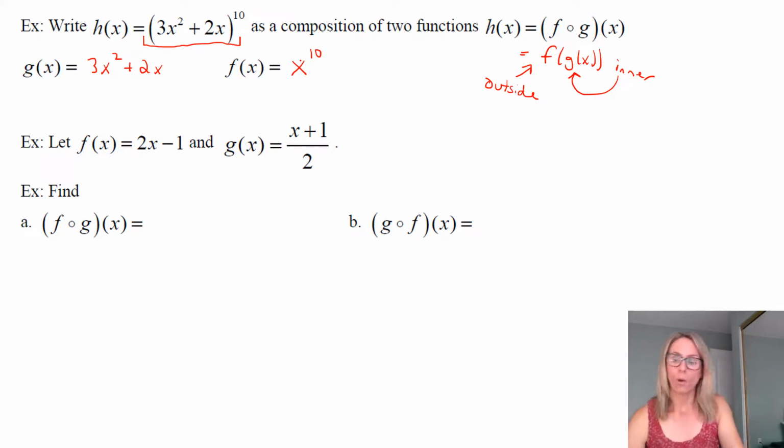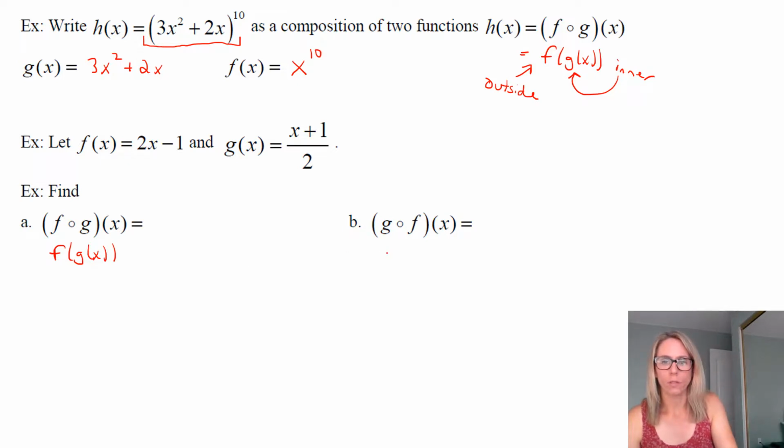Okay. Now, the last thing for this section, it is fairly straightforward, hopefully for you, is to find two more compositions. So f of g of x, if you can do that, and if you can do g of f of x. So take a moment, see if you can do those two, pause and see if you can do them, and then come back.